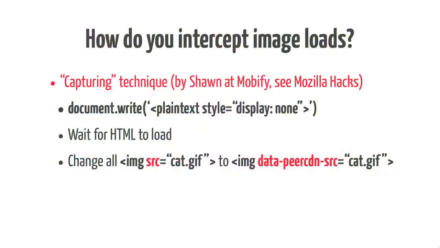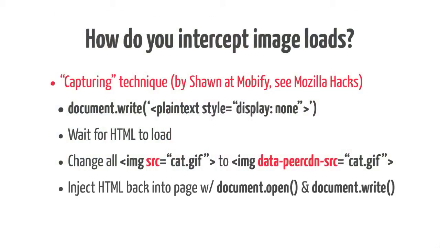So we put one of these in the page, but our script is already running, so we can do stuff while we ruin everything else on the page. We also set display none, so the user doesn't see the HTML flash. We wait for all the HTML to finish loading, then we do a regex over that HTML and change every source to be a data-pure-cdn-source instead, and then we inject that back into the page. This is so gross, but it works.